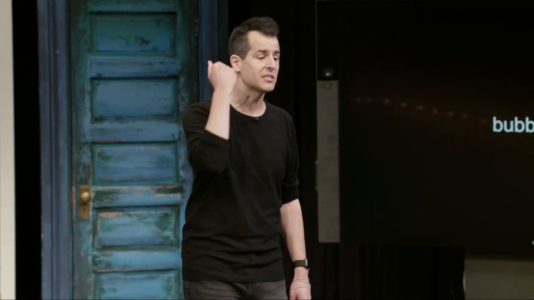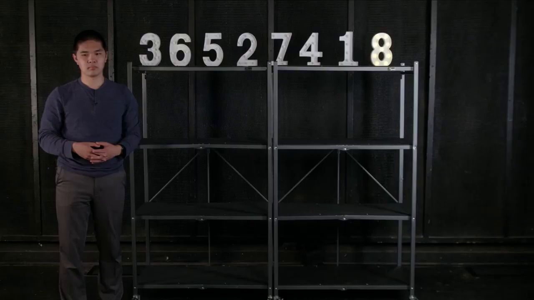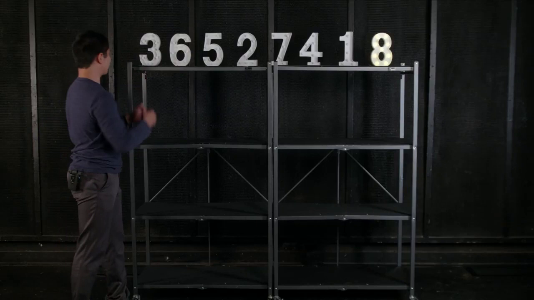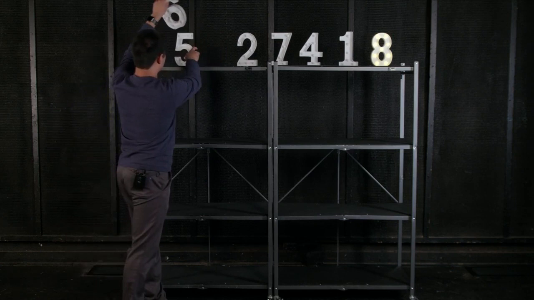Well, Brian, let's continue to solve some small bite-sized problems. Let's start at the beginning again. 3 and 6? Sure. The 3 and the 6, those seem to be in order, so I'll leave those alone. 6 and 5? 6 and 5 are out of order, so I'll go ahead and take the 6 and put it to the right.